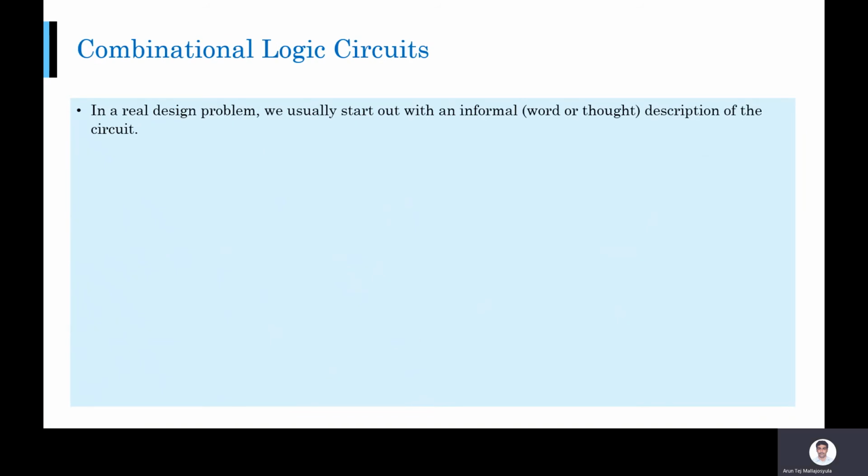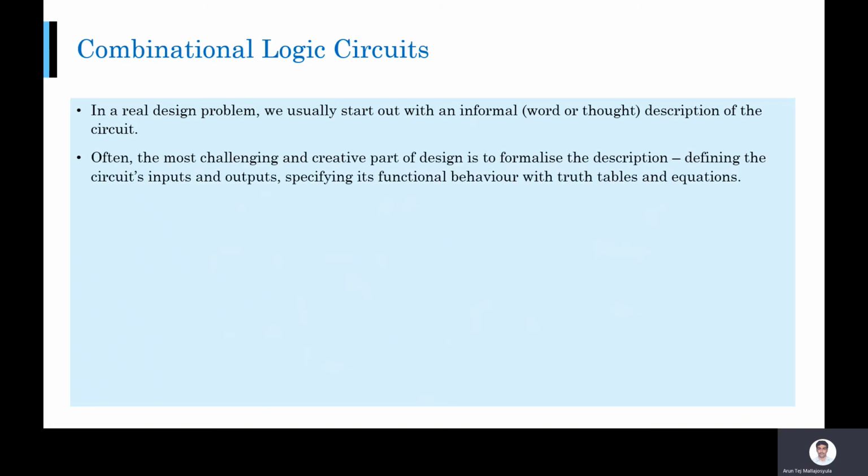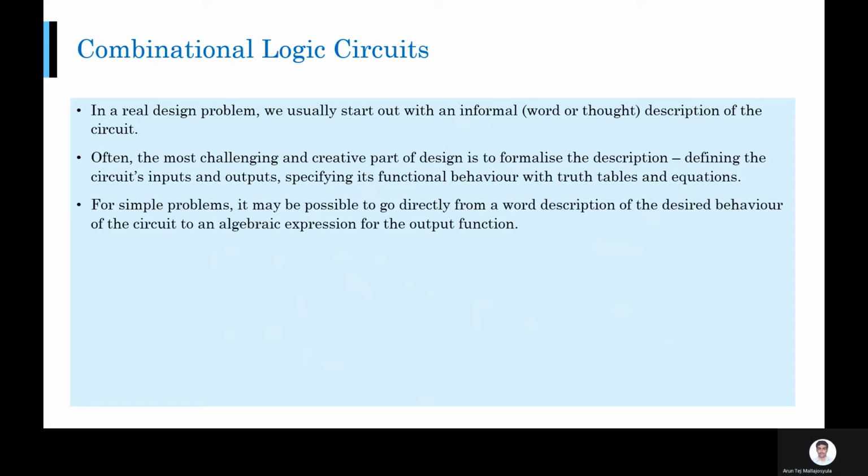Now, in a real design problem, we usually start out with an informal thought or informal description of a circuit. We'll take some examples to understand this. The most challenging and creative part of circuit design is to formalize this informal description. The challenge here is to define what the inputs are, what the outputs are, and to specify the functional behavior with truth tables and expressions.